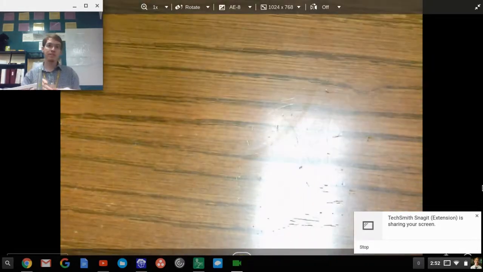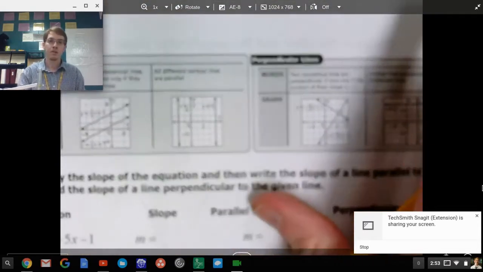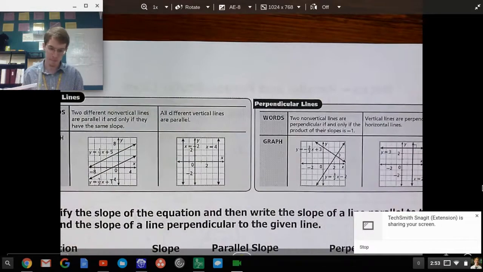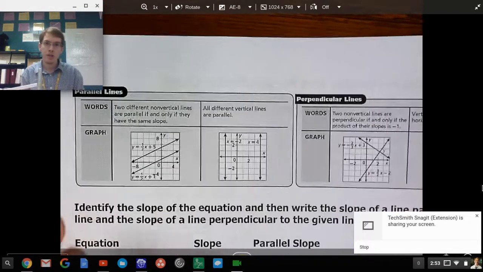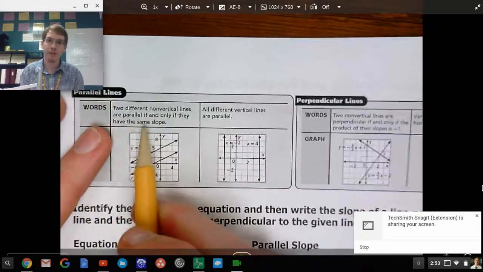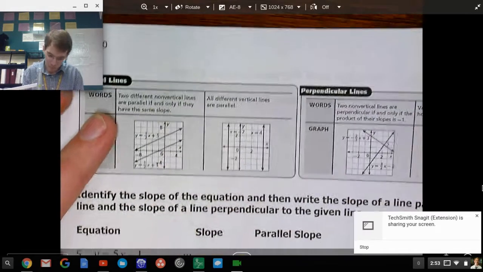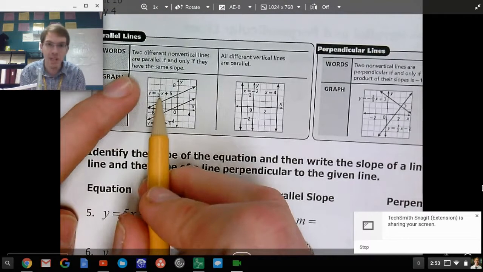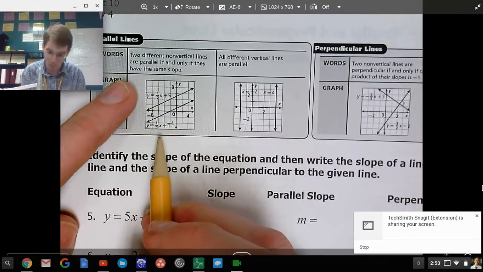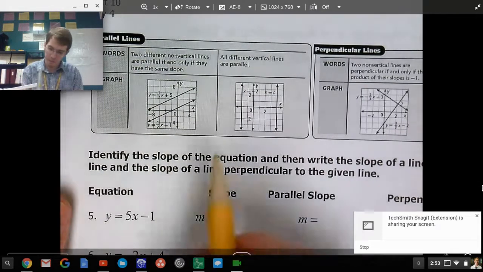All right. So this leads us to an actual definition of parallel and perpendicular. Here it is, actually clipped out of a textbook. Two different non-vertical lines are parallel if and only if they have the same slope. So the examples we have here are 1/2 x plus 5 and 1/2 x plus 1. They have the same slope, so they're parallel.